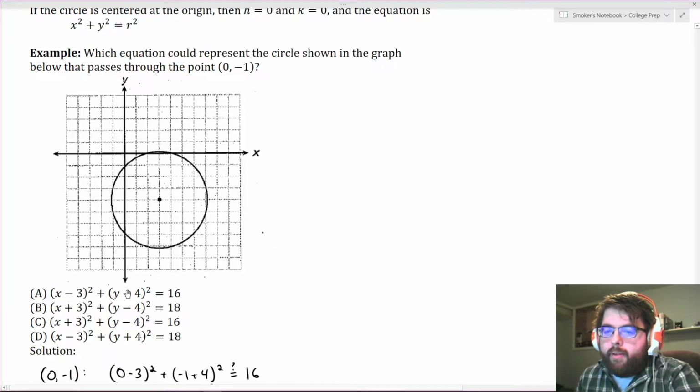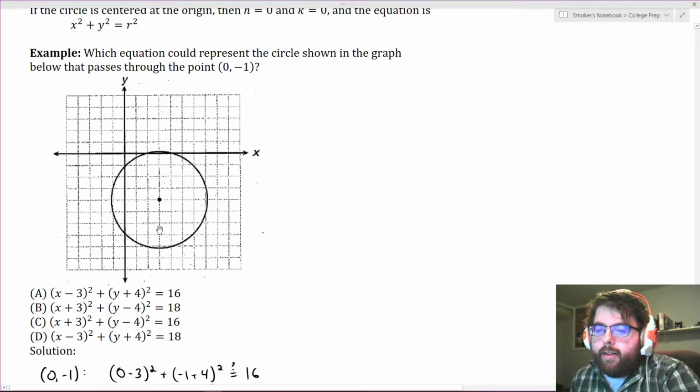you plug in for x, you plug in the value for y, you evaluate, and you get 16 out. That's what all these points will do. Every single one of these, you plug in for x, you plug in for y, you evaluate, and you'd get this out if this was the equation for this circle.